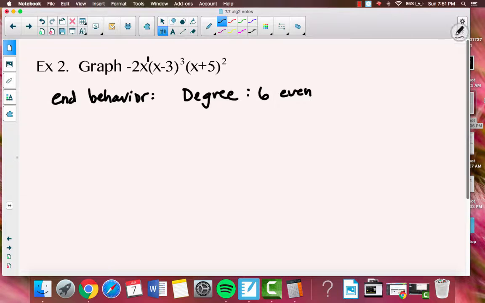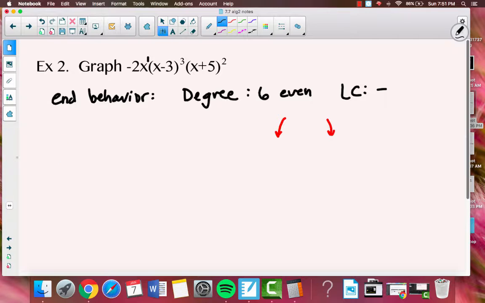Okay, so we know the degree is even, and then for the leading coefficient you can look at that front number to help you tell if it's going to be positive or negative. In this case, with all of these multiplied out, it's going to end up being a negative. So we have an even degree with a negative coefficient. That's going to be two end behaviors that both point down. Okay, and remember, even, they go the same direction; odd, they go opposite directions.